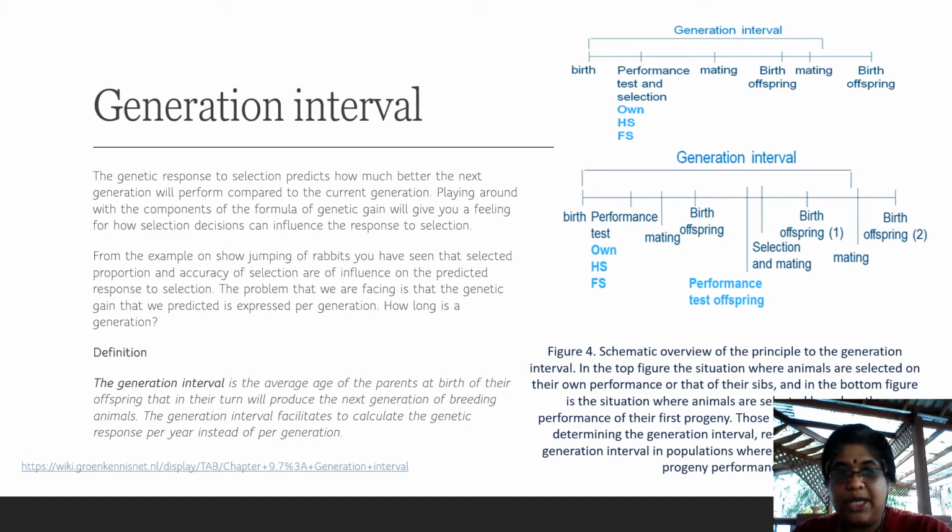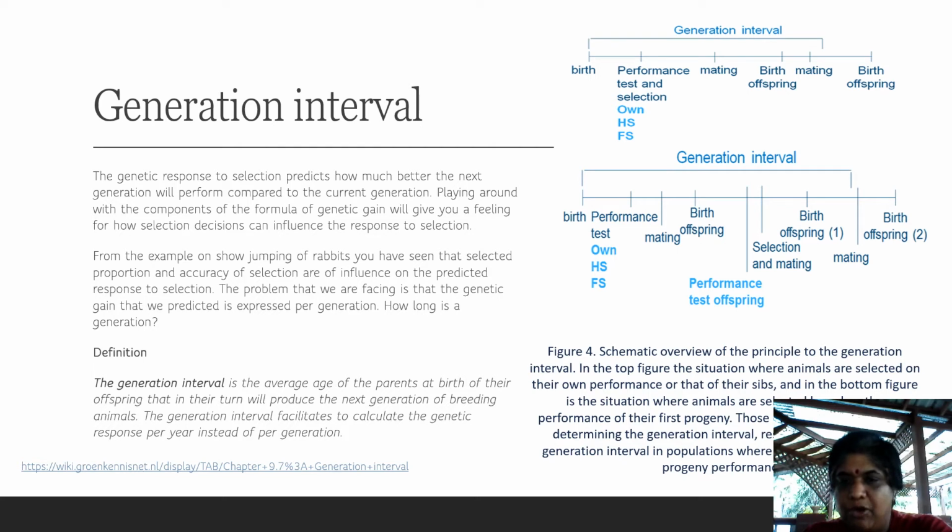So if you're looking at rabbits, jumping rabbits, and you now want to look at the accuracy of selection, which is the influence on the predicted response to selection, the problem is you need to understand the genetic gain that we predict in the next generation. You always have to understand how long the generation interval is. So what do you mean by generation interval?